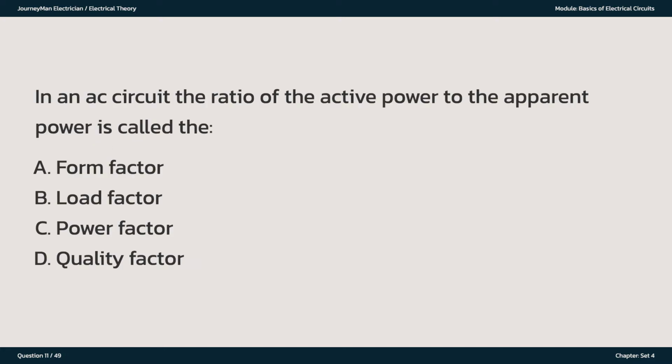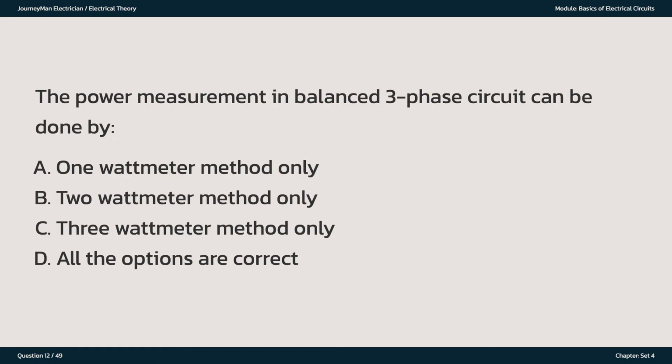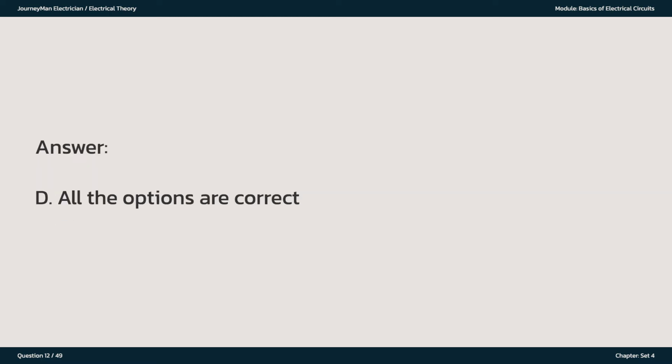In an AC circuit, the ratio of the active power to the apparent power is called the A. Form factor, B. Load factor, C. Power factor, D. Quality factor. The answer is C. Power factor. The power measurement in balanced three-phase circuit can be done by A. 1 watt meter method only, B. 2 watt meter method only, C. 3 watt meter method only, D. All the options are correct. The answer is D. All the options are correct.